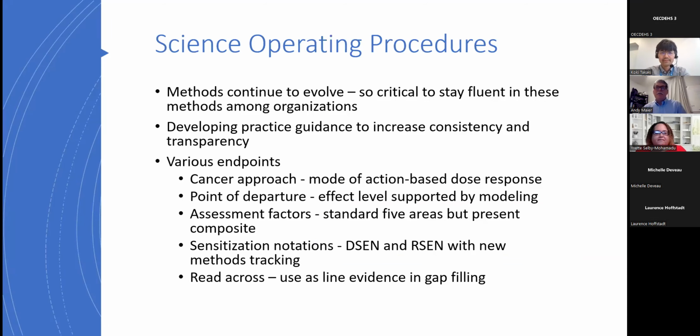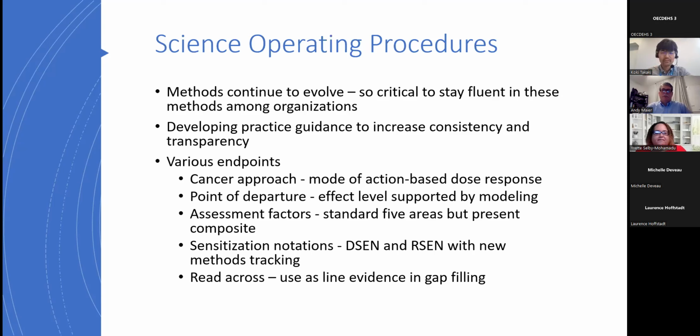So in that light, we've developed science operating procedures. And again, the methods continue to evolve. So the biggest thing is staying fluent in these methods. We do have these available for external parties if requested. We're developing practice guidance to increase consistency and transparency among the WHEEL committee members, because, having 35 members and small author teams peer reviewed by the whole committee, we want to make sure we're consistent within our own internal practice as well. So these are some examples of different operating procedures that we've developed.